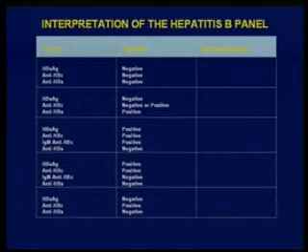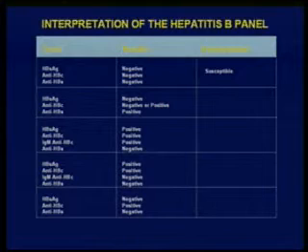Interpretation of hepatitis B panel, the tests, the results, the interpretation. So if the hepatitis B surface antigen is negative, and the anti-hepatitis B core is negative, and the anti-hepatitis B surface is also negative, can anyone tell me what's the likely diagnosis? Person is susceptible. You're smart. Very good. So this person needs to be vaccinated.